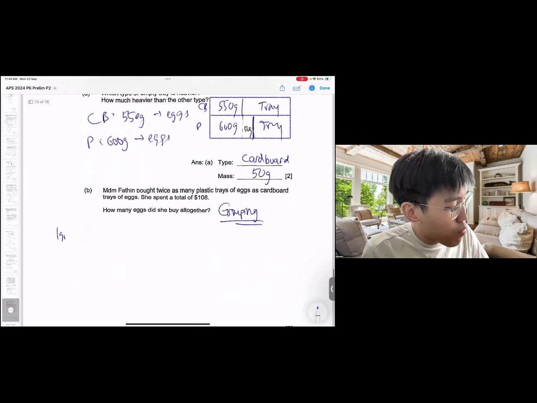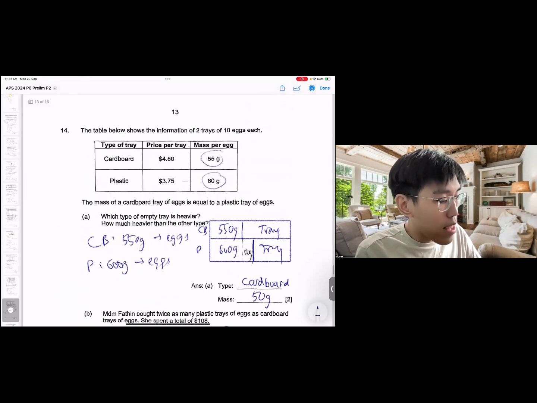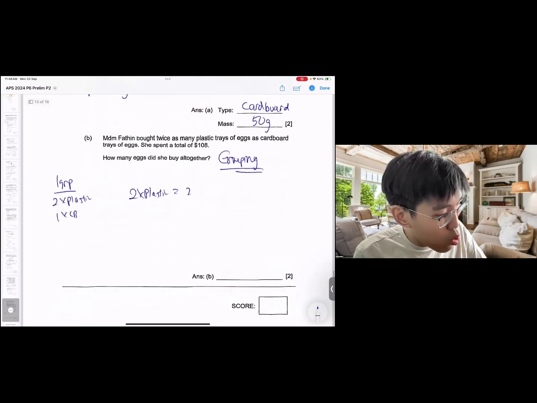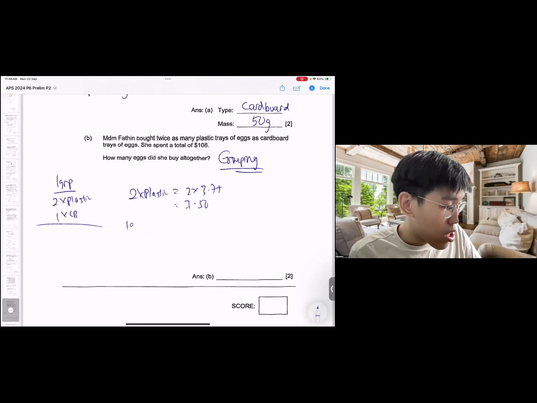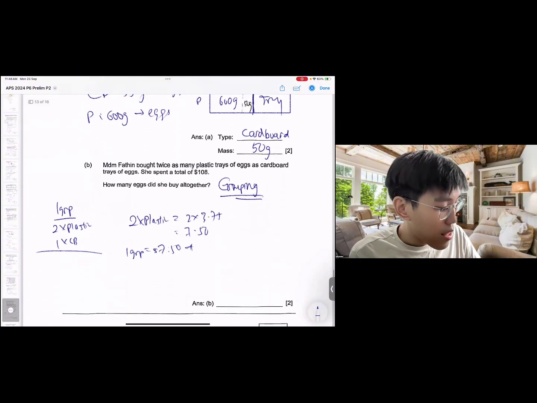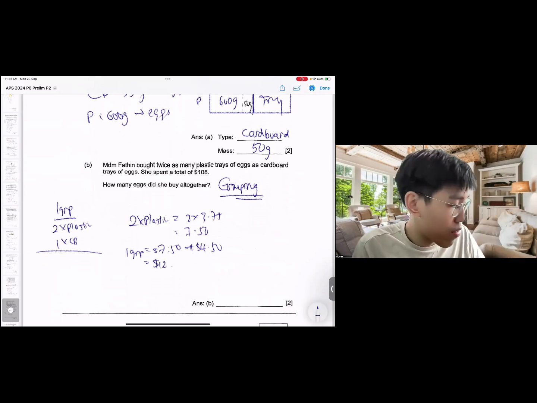Twice as many plastic trays. So what is one group? One group is where I have 2 plastic trays of eggs and 1 cardboard. So I know that 2 times plastic is how many? Because 1 plastic is 375. So 2 plastic is 2 times 375. This is 750. So the total of one group is how many? 750 plus my 450. That makes $12. That means one group of 2 trays of plastic and 1 cardboard is $12.